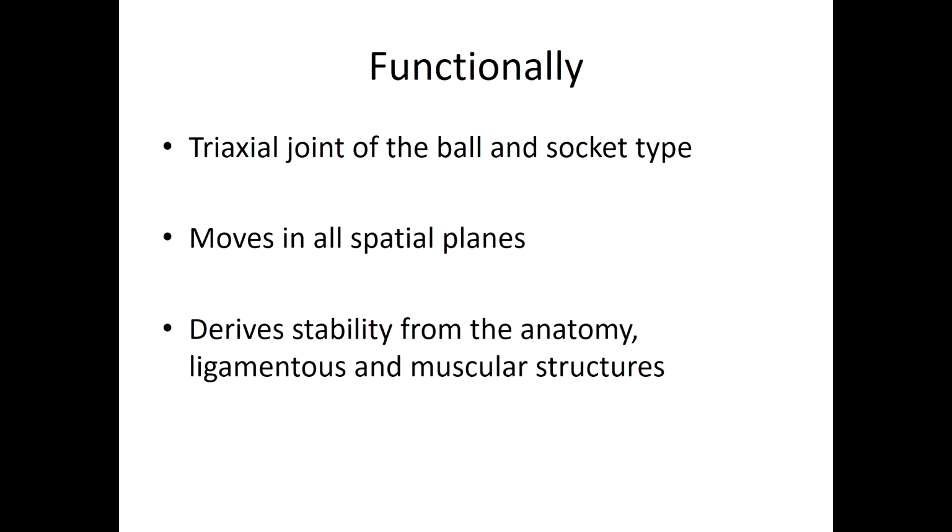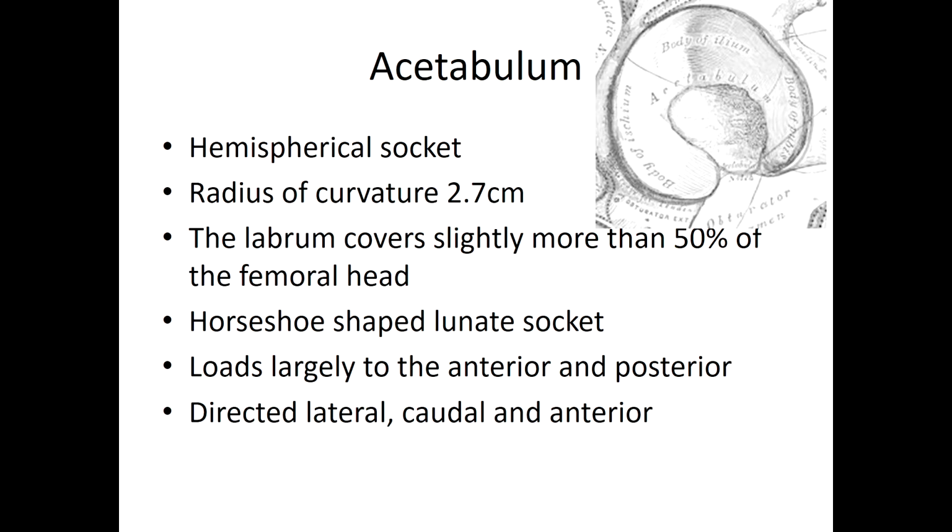As we all know, it moves in all spatial planes and derives stability intrinsically from the anatomy itself and the strong ligaments which are around the hip and the muscles around it. The acetabulum is a hemispherical socket. The radius of curvature is usually about 2.7 centimeters. The labrum covers slightly more than 50% of the femoral head.